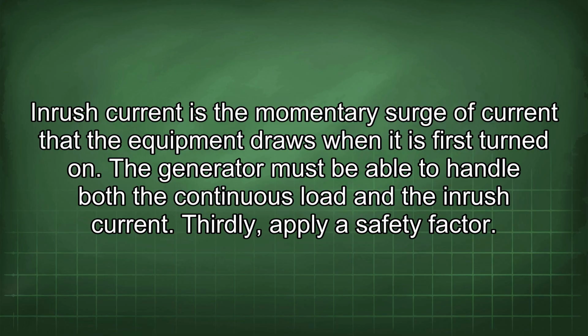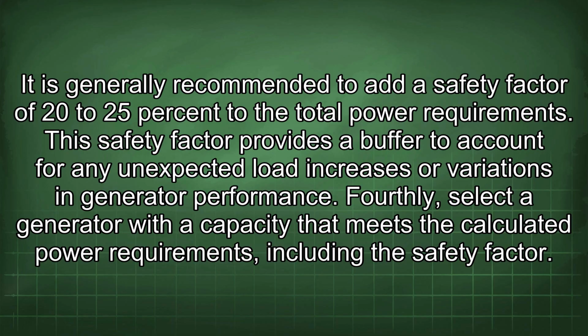Thirdly, apply a safety factor. It is generally recommended to add a safety factor of 20 to 25% to the total power requirements. This safety factor provides a buffer to account for any unexpected load increases or variations in generator performance. Fourthly, select a generator with a capacity that meets the calculated power requirements, including the safety factor.